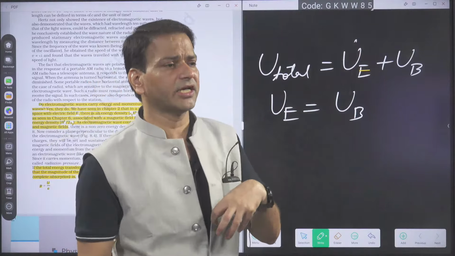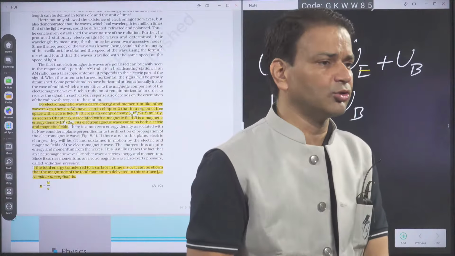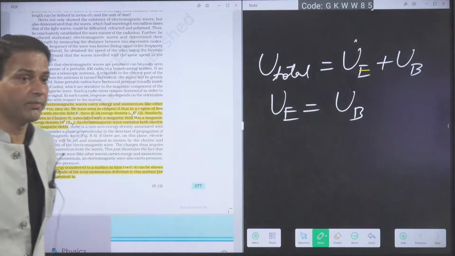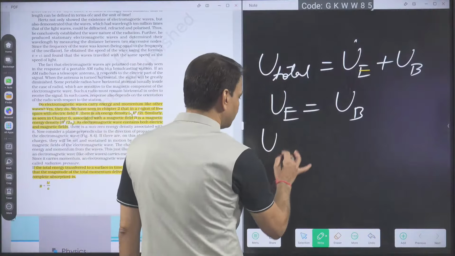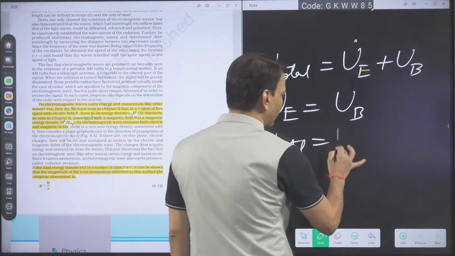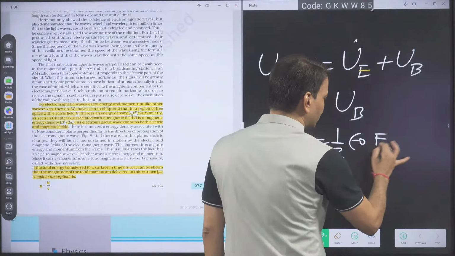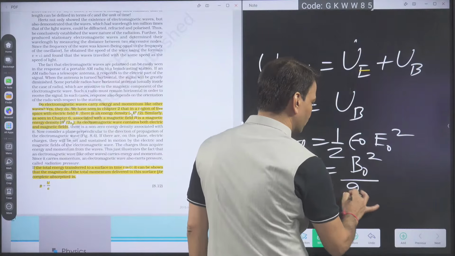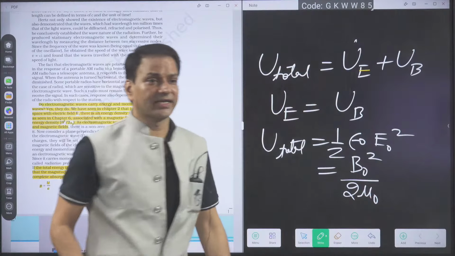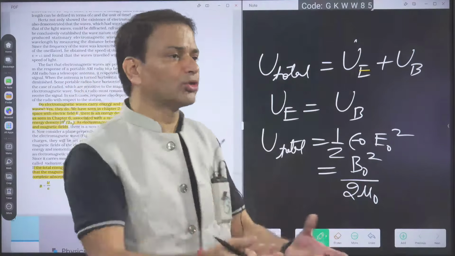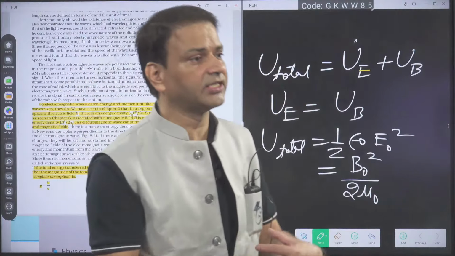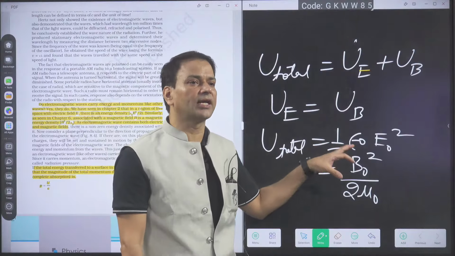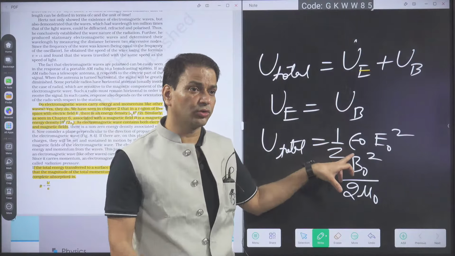If I know the electric field, I will write the total energy density in terms of electric field. If I know the magnetic field, I will write it in terms of magnetic field. So U total is half epsilon naught into E naught square, or B naught square upon 2 mu naught. If in the question the electric field and energy density are given, then the total energy density we will write in terms of electric field: half epsilon naught into E naught square.